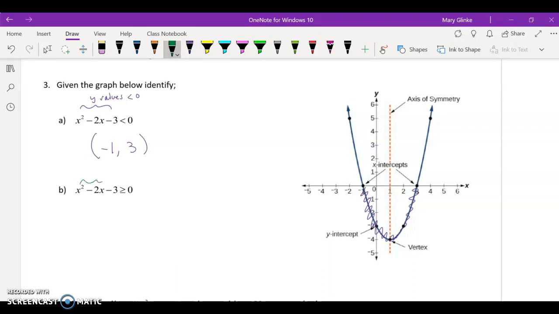This is looking for y values that are going to be greater than or equal to 0. So there are two different chunks here where our y values are above the x-axis. This one wants to include the x values. So it's going to be negative infinity, -1 with a bracket, in union 3 to positive infinity.